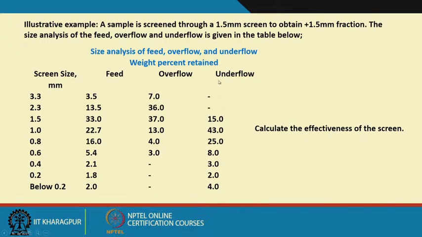Now, you have done the size analysis of the feed, the oversized material, the overflow, and the underflow. Overflow means whatever is retained on the screen, and whatever passes is called underflow. So you have done the size analysis of the feed, overflow and underflow, which is given in the table below. I am not worried about the flow rate, because effectiveness can be calculated based on the quality of your product. So this is the size analysis of feed, overflow and underflow.